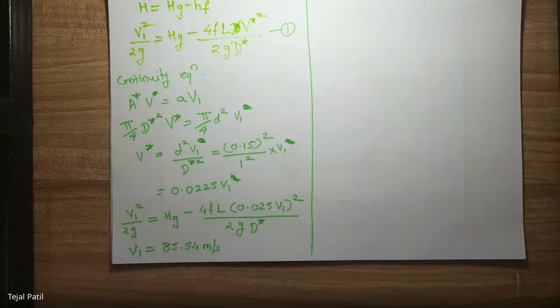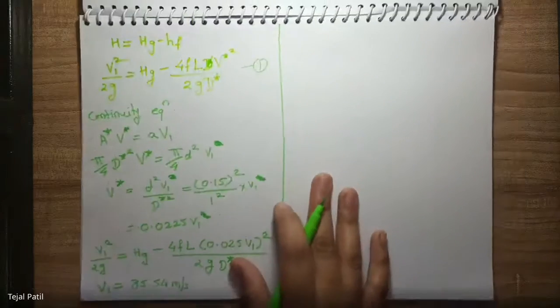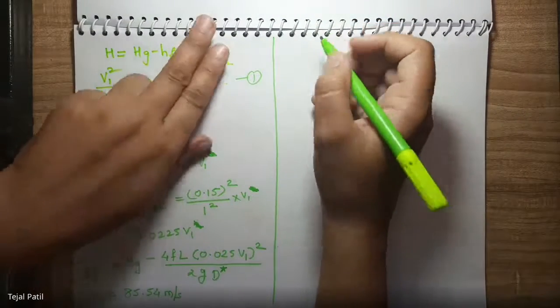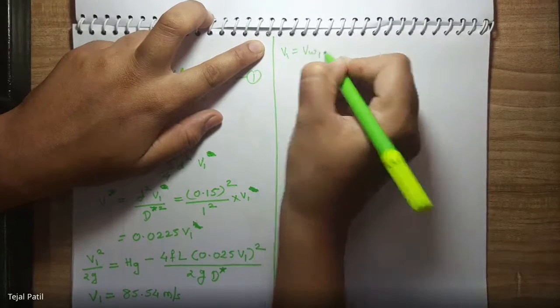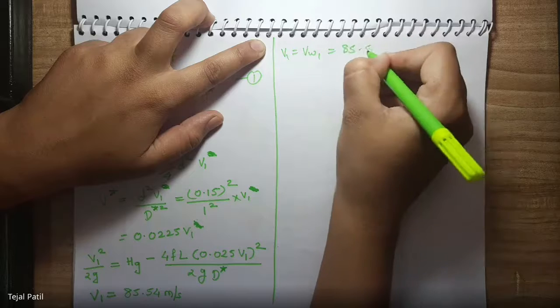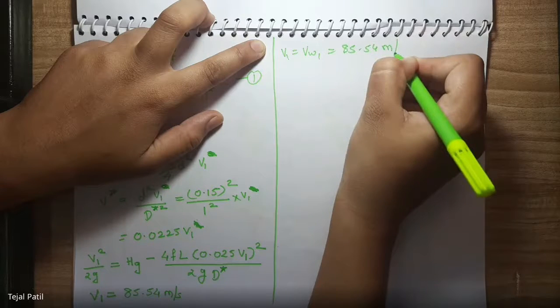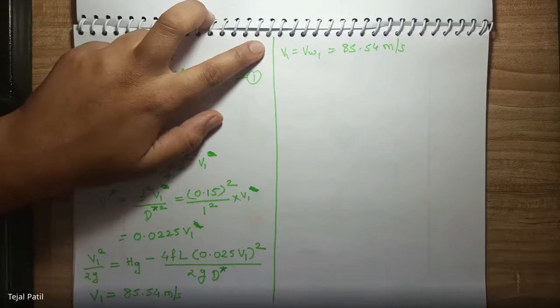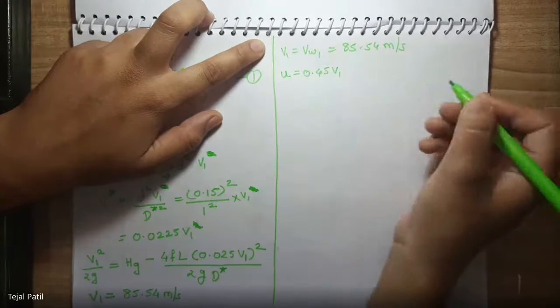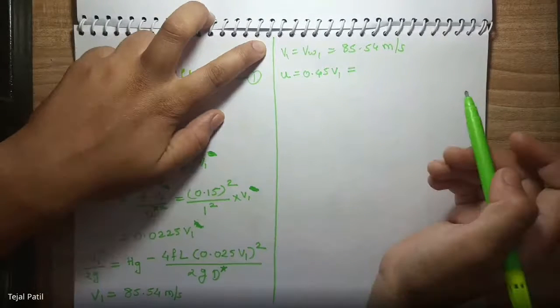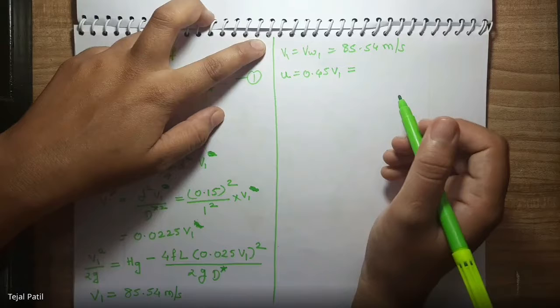Now, once you have found the V1, the further question is the same as we have done in the previous problems, right? Now you can find VW1 because V1 is equal to VW1. So V1 is equal to VW1 is equal to 85.54 meter per second. Another thing, you need to find U also because in the formula of RP you need U. What is given? U is equal to 0.45 of V1. So from this relation put the value of V1 and you will get the U.